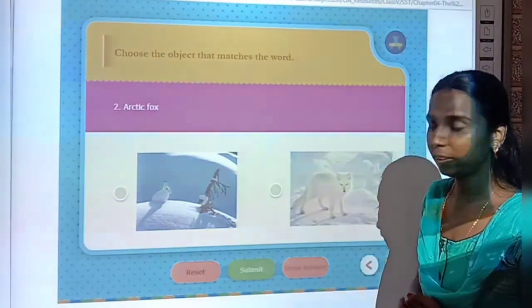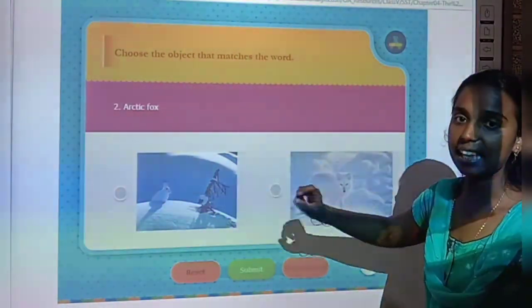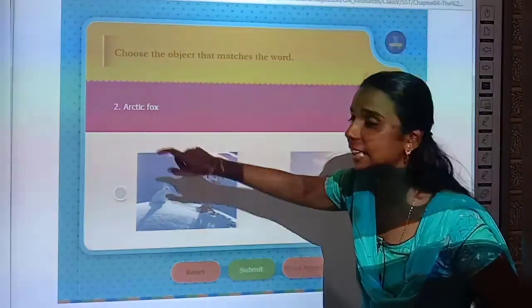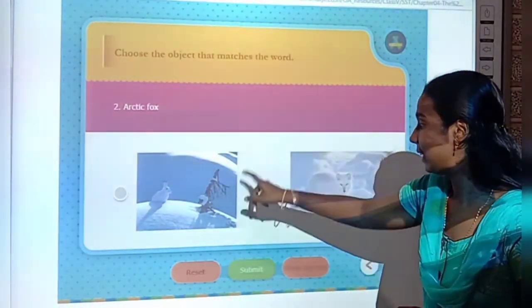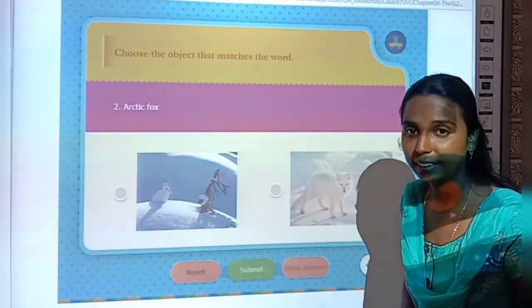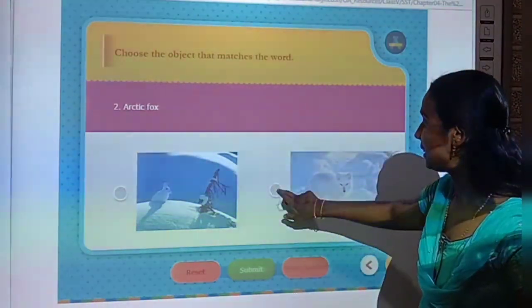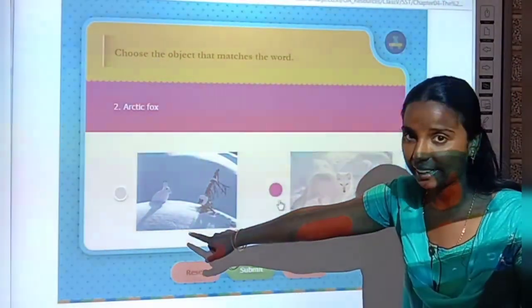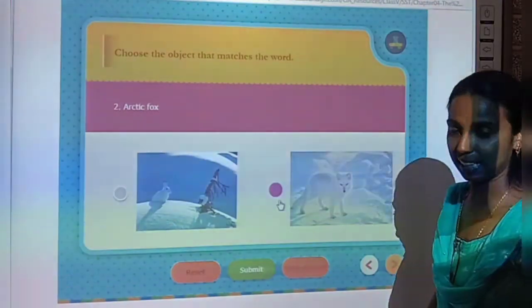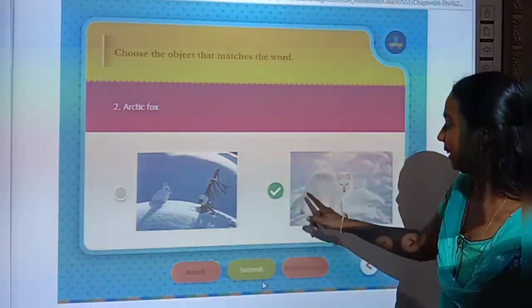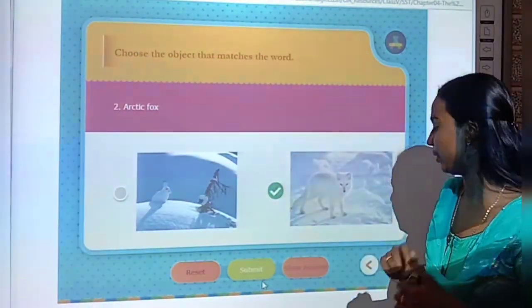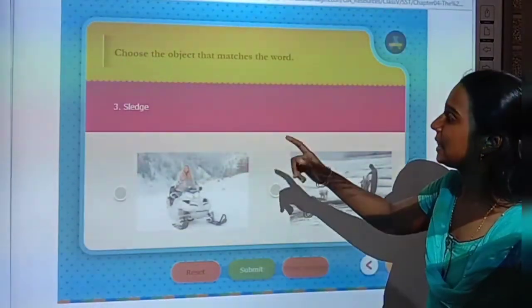Yes, now see the second question. Again we have two options and we have to find which one is Arctic fox. Can you say whether it is first one or second one? Yes, second one, right? Yes, again the first one is Arctic hare. So this is the Arctic fox. Shall we check? Yes, the answer is correct. Good.